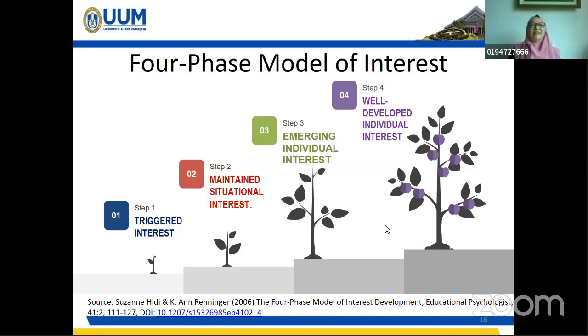So Hidi and Renninger mentioned that there is a 4-phase model of interest. We can begin with phase 1, triggered interest, like what I mentioned just now, which is situational. Maybe a student may hate statistics, but with this instructor, oh my God, I love statistics. I myself experienced studying statistics for 6 different courses during my PhD. Oh my God, I was so anxious as a beginner. When I first joined the university in 1995 as a postgraduate, as a PhD student, I was told that I had to take 6 courses in stat and measurement. Oh my God. That was the first impression. Anxiety level goes up, definitely.